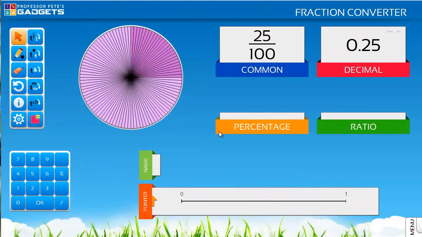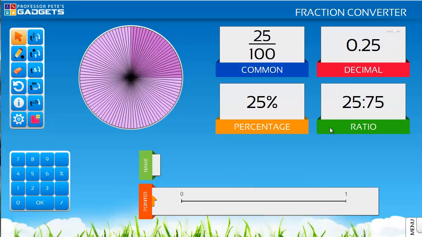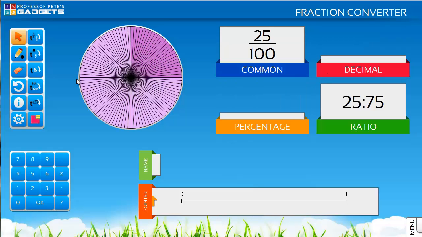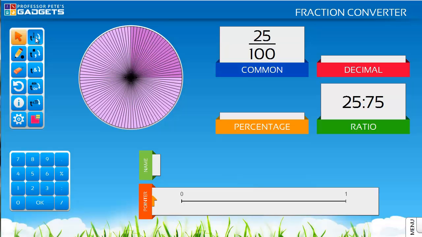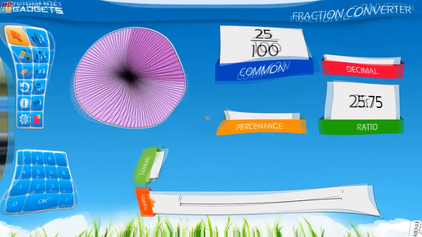For more advanced years, open the percentage and ratio boxes. Notice that the decimal and percentage remain the same. Note that the ratio changes to correspond to the fractional pieces shown by the common fraction. This strategy can be used for finding the equivalent ratios.